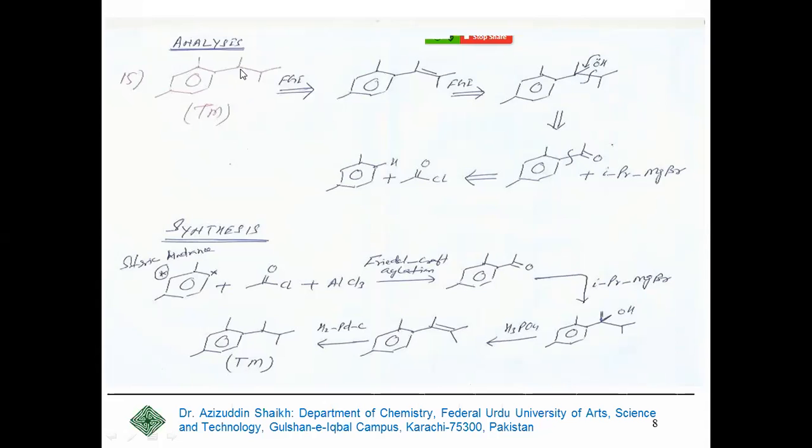First, you will arise the double bond by FGI. The double bond is here, and you will always prefer the more substituted alkene, because it is more stable. And by FGI, the double bond is converted into a hydroxyl group. The hydroxyl group you can disconnect by alkyl magnesium halide, isopropyl magnesium bromide, and a carbonyl compound.